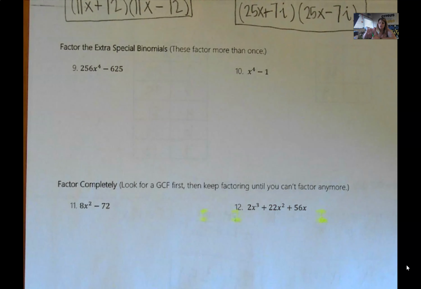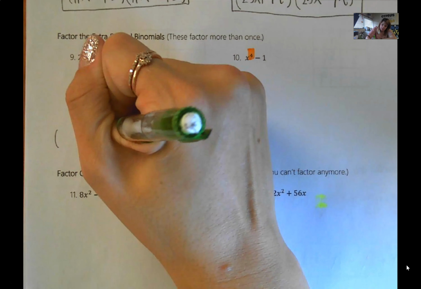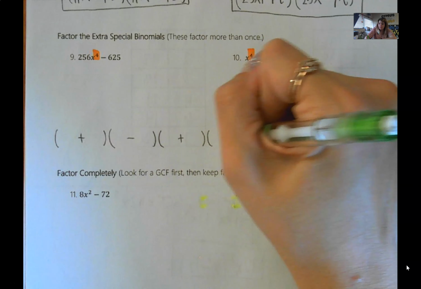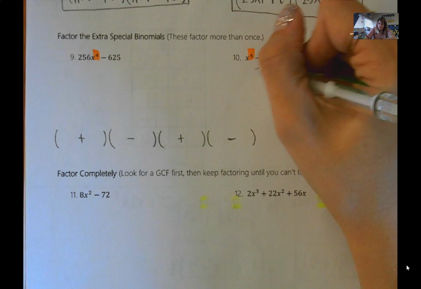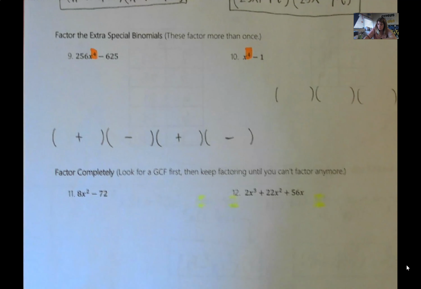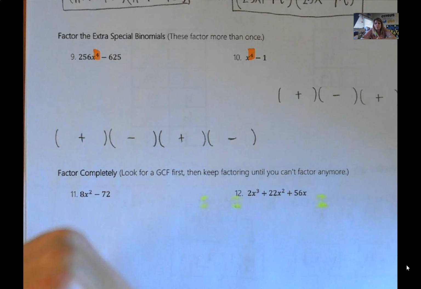So extra special binomials are extra special because you are going to end up with 4 binomials. Notice that these are x to the 4th. That's what makes them extra special. So just as a heads up, your final answer is going to look like this: plus, minus, plus, minus. You can do the same for this one. 1, 2, 3, 4. Plus, minus, plus, minus.